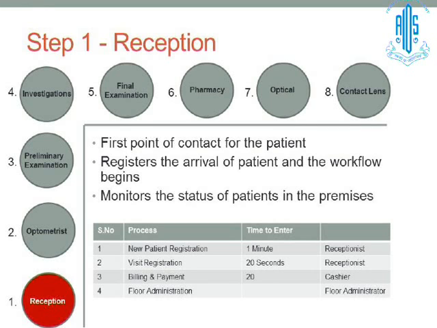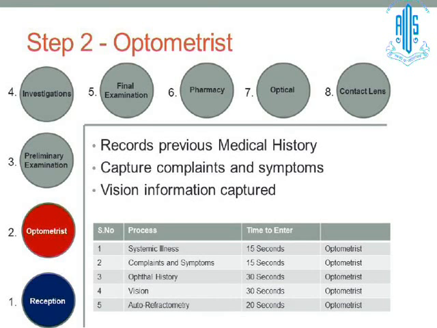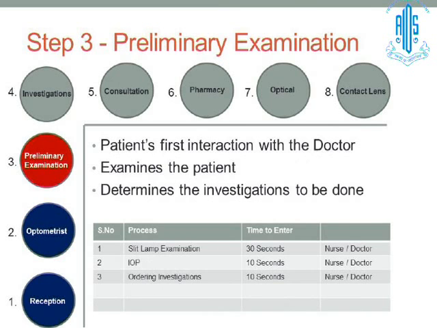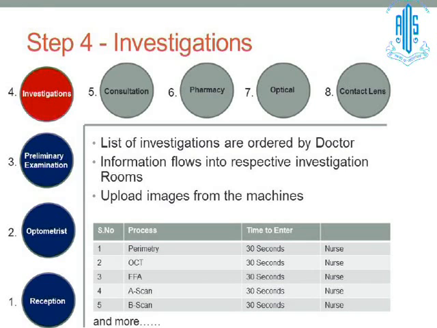Okay, then the optometrist records the previous medical history, captures the complaints and symptoms, and systemic illness, vision, AR, all that is done by the optometrist. Then preliminary examination, this is the first interaction with the doctor, where the doctor examines the patient, determines what investigations to be done, and then the investigation will be ordered by the doctor and it will flow to the respective systems. You can upload the images from the machine.